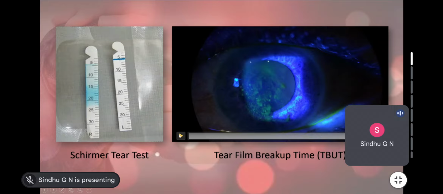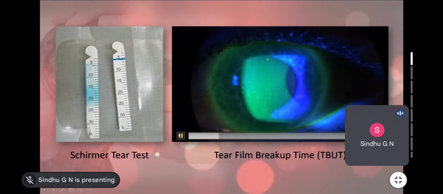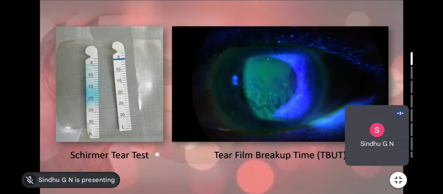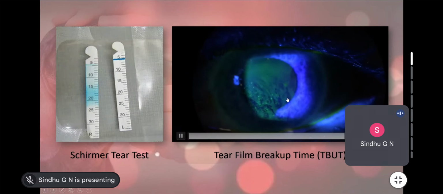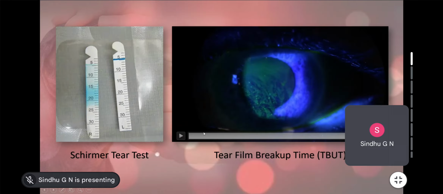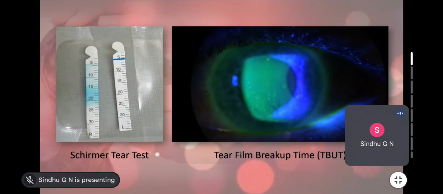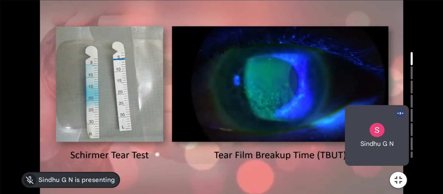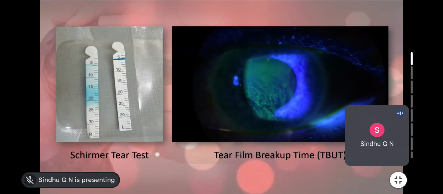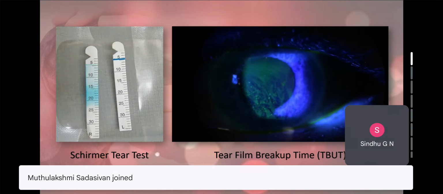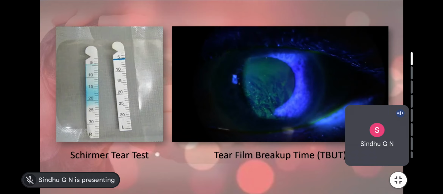So in this video, if you see, we put the dye, blink once, then wait and see. You can see small breaks on the tear film have formed. So tear film is breaking. Maybe not. Okay, we'll ask them to wait. So this is tear film breakup time.